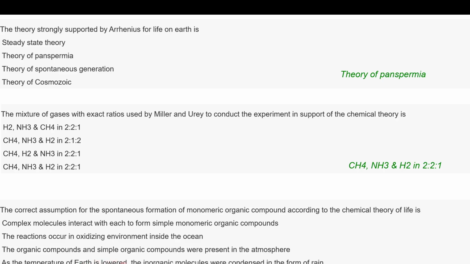As the temperature of the earth is lowered, the inorganic molecules were condensed in the form of rain. Okay, so this is the correct option according to the assumption of spontaneous formation of monomeric organic compounds. Eventually they condensed and formed larger, complex compounds, and those compounds formed aggregates, eventually giving rise to complex biomolecules and eventually life on Earth. Okay.